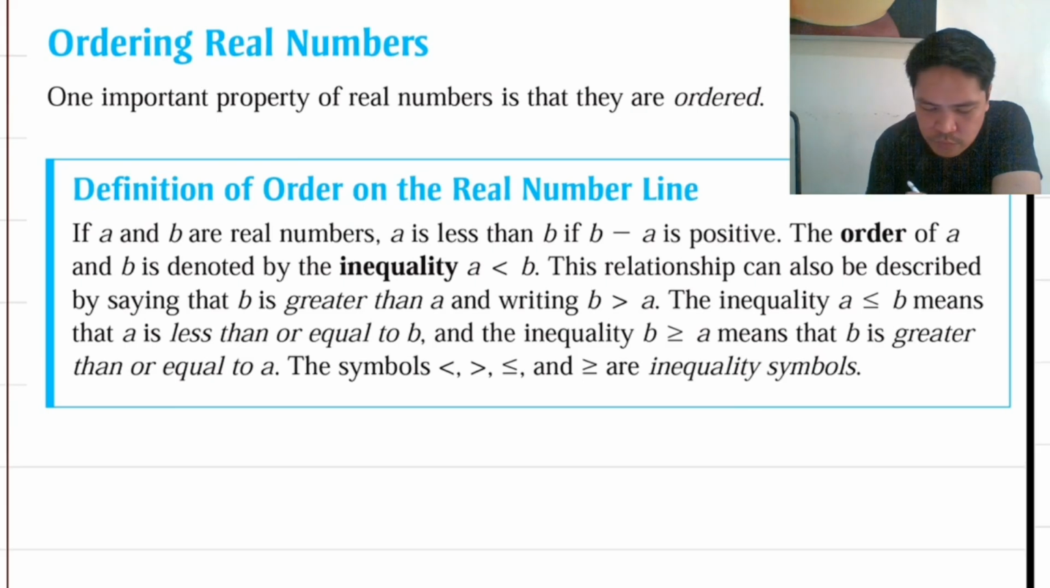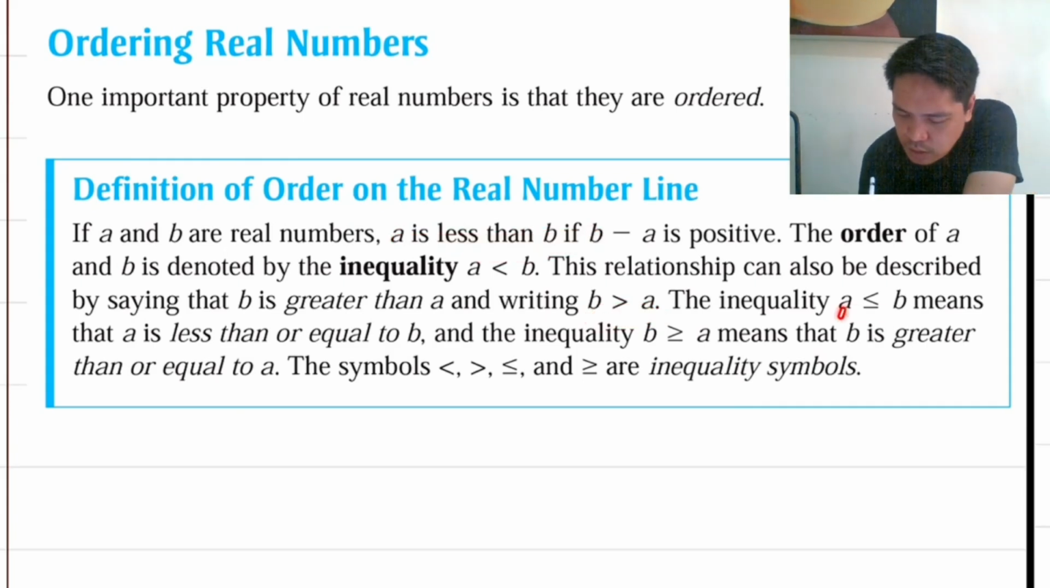The order of A and B is denoted by the inequality A is less than B. Yan, A is less than B, so it's written this way. This relationship can also be described by saying that B is greater than A, by writing B greater than A. So, kanigihapon ni siya, ay lang binaliktad yung pagka-state.